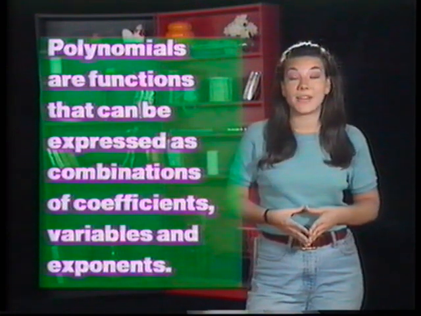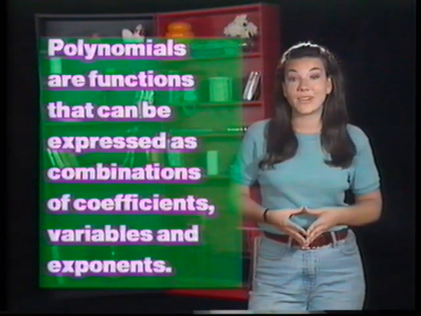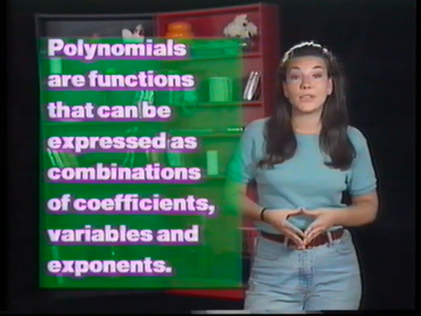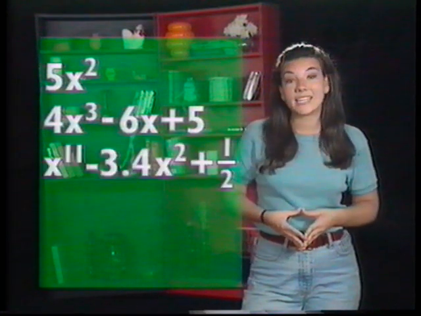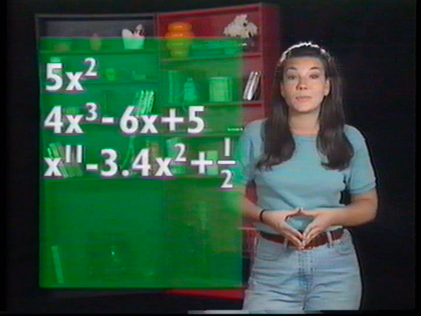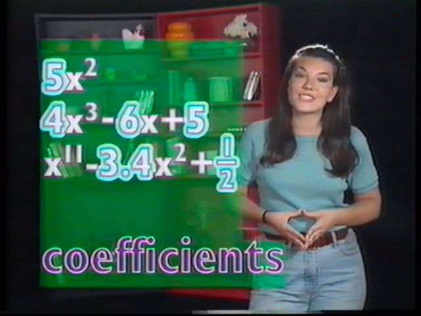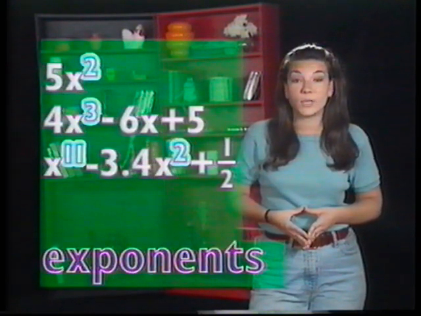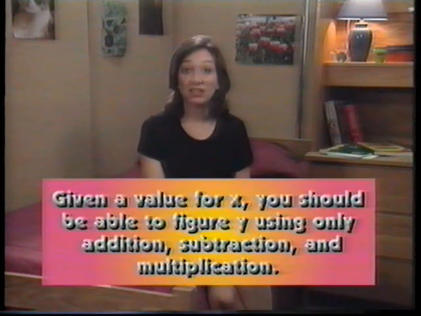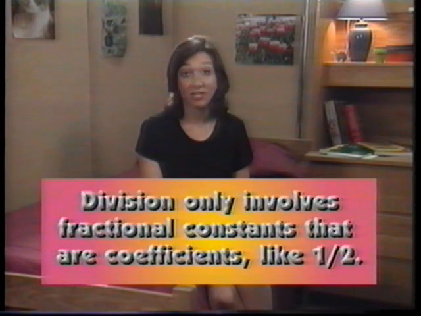Polynomials are functions that can be expressed as combinations of coefficients, variables, and exponents. Some examples of polynomials are 5x squared, 4x cubed minus 6x plus 5, and x to the 11th power minus 3.4x squared plus 1/2. Remember, the coefficients are constants, or any real numbers. The variables are letters, and the exponents have to be whole numbers. One way to think about polynomials is this. Given a value for x, you should be able to figure y using only addition, subtraction, and multiplication. If there is division anywhere in the calculation, it only involves fractional constants that are coefficients, like 1/2.